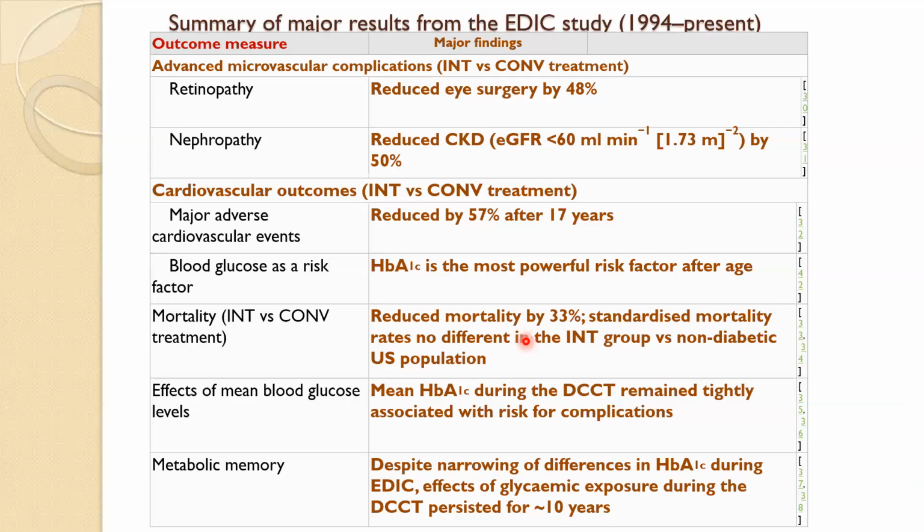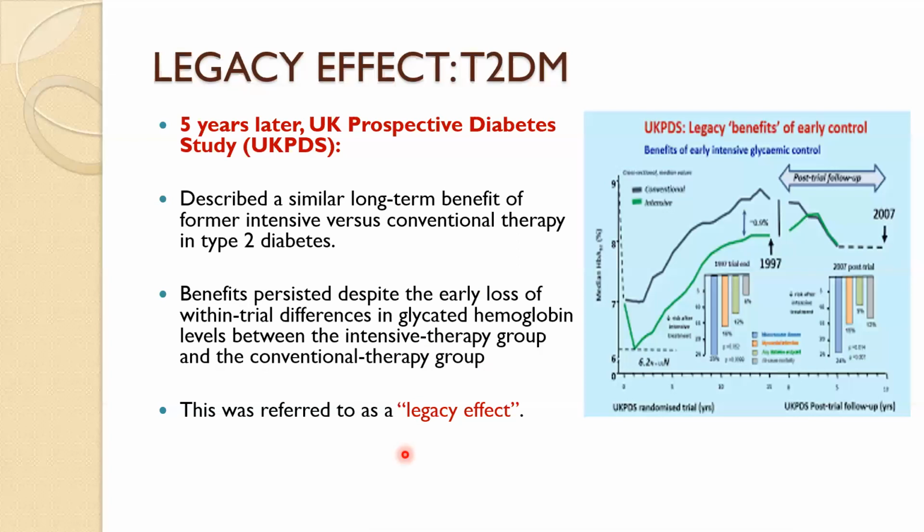We shall see. This slide basically just summarizes what we have said, that patients who are put on intensive therapy and they continue with intensive therapy have almost 50% reduction in eye surgery, CKD, major cardiovascular events are reduced by over 50%. The mortality rate is reduced, especially for those ones who already had advanced microvascular complications.